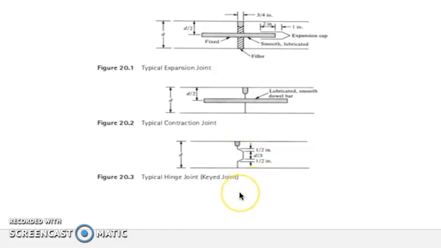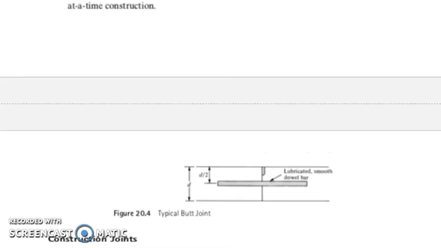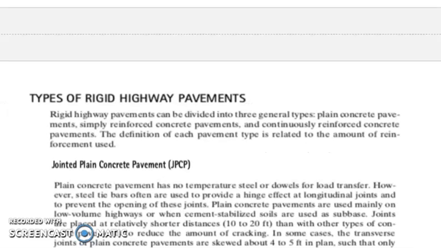Then we have the hinge joints, which mainly reduce cracking along the center line of highway pavement. This is a typical illustration of a hinge joint suited for single-lane-at-a-time construction. Then the last one is the butt joint. Here is an illustration for the installation of a butt joint as one of the joints constructed on a rigid pavement.